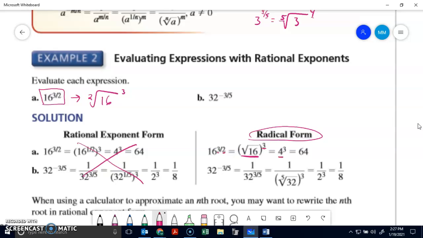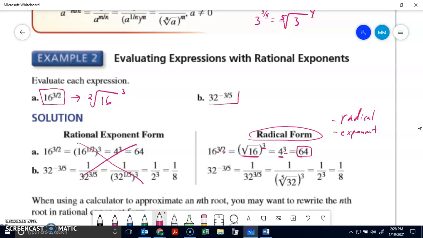The square root of 16 is 4, so we do the radical first, and then we do the exponent second. So then 4 to the 3rd is 64. 4 times 4 times 4.